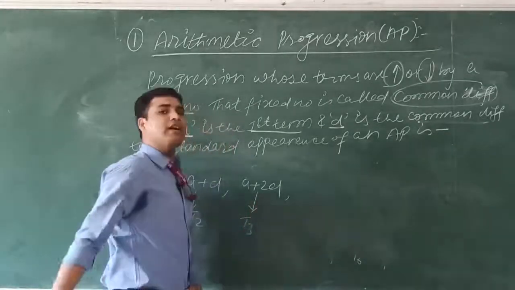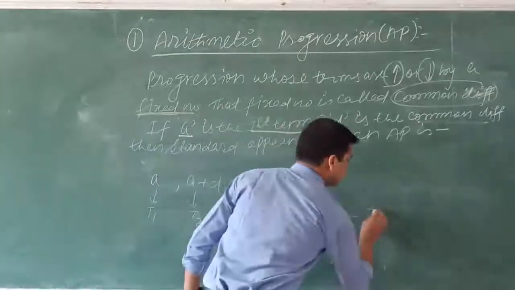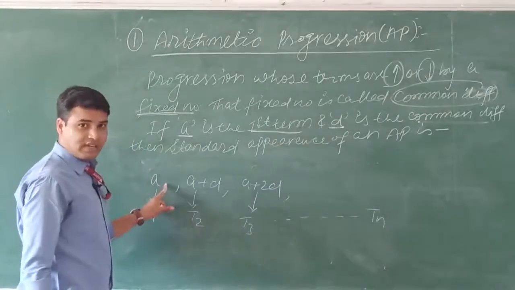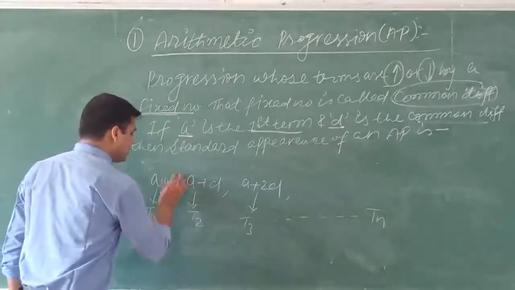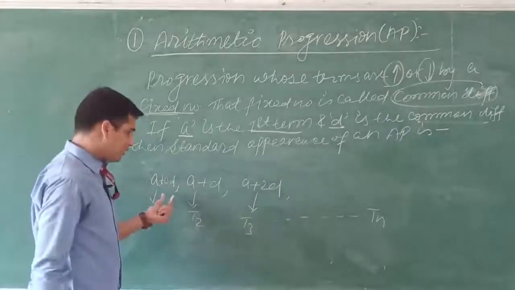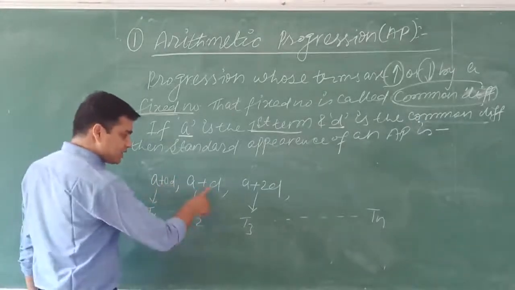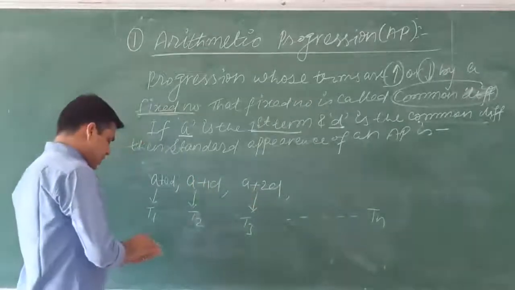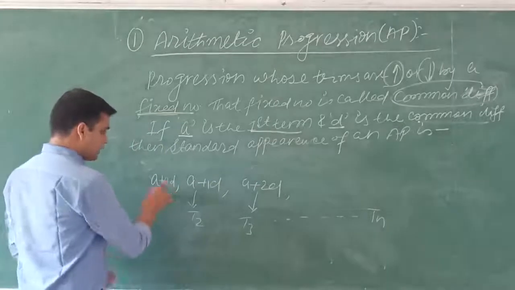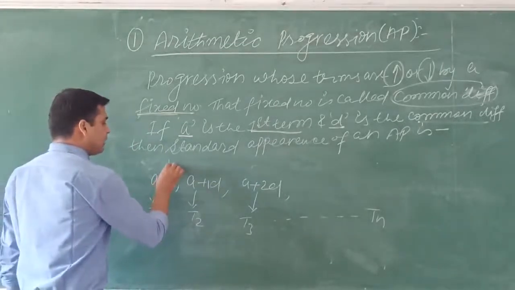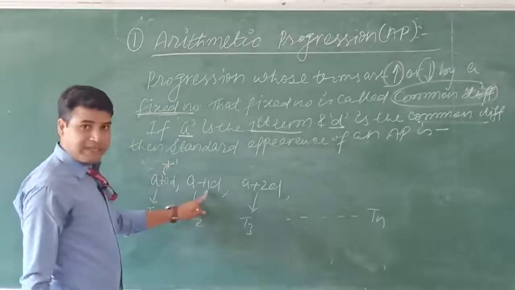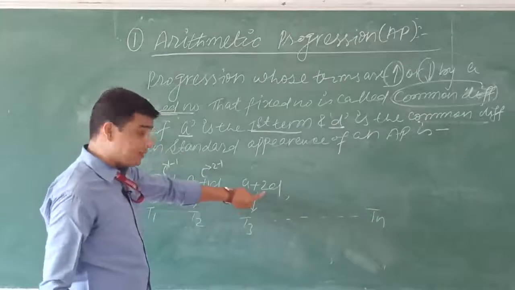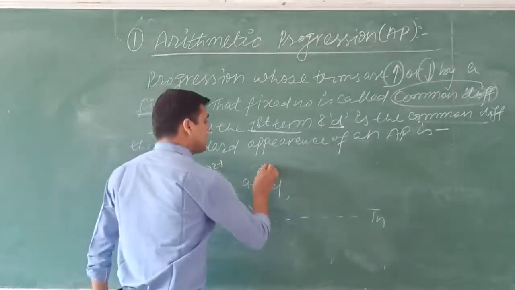In the same way, I want to write the Tn term. This is the first term, so the coefficient of D is not there, so I am writing 0 into D. We know that 0 into anything is 0. Here the coefficient of D is 1, here the coefficient of D is 2. Now the coefficient of D is 0, so I am writing 1 minus 1. The coefficient of D is 1, so I am writing 2 minus 1. Here the coefficient of D is 2, so I am writing 3 minus 1.